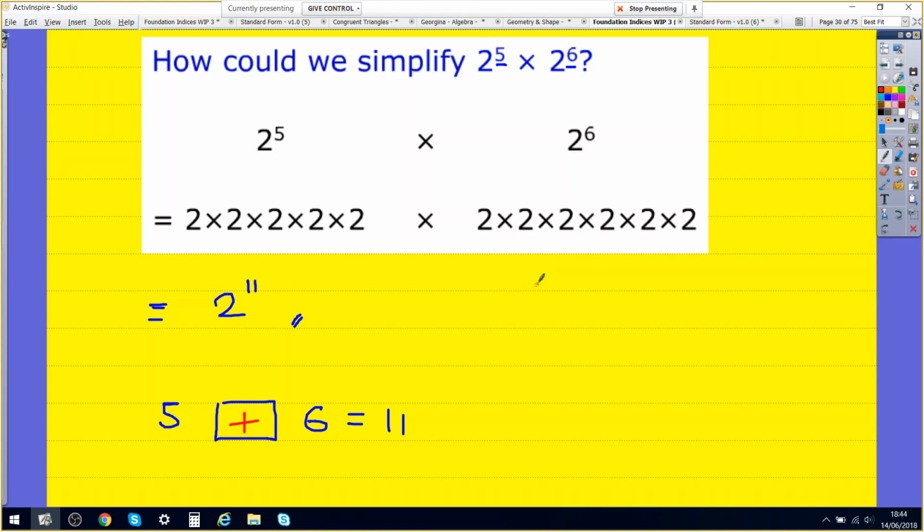What was it again? The rule for dividing indices was copy the base and subtract the powers. And so for multiplying indices? Copy the base and add the powers. Correct. Yeah, 5 plus 6 gives you 11. So that would have worked.